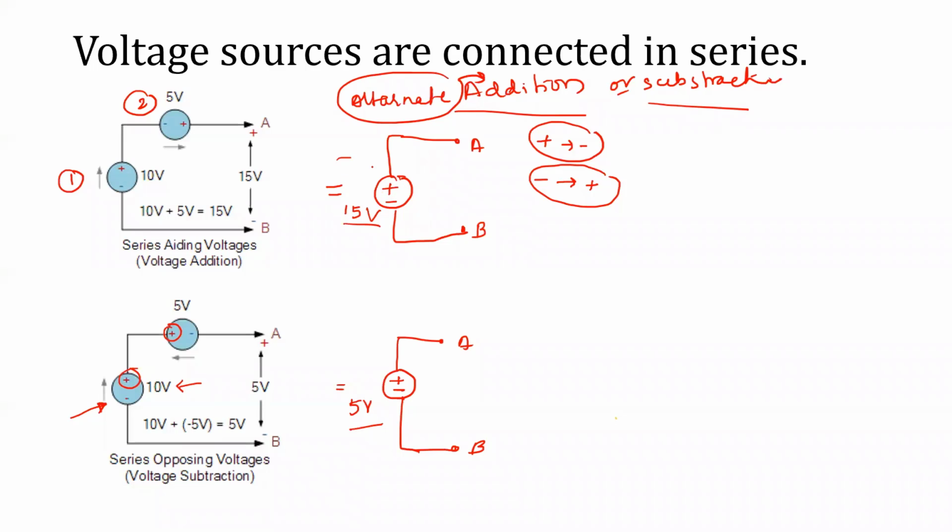In this case, writing polarity inside the circle is not a big problem, because we can follow any one of the voltage sources here. But in case of subtraction, we should follow the polarities according to the highest value voltage. Out of these two, 10 is the voltage, so that a plus minus is written as it is. Direction we have maintained same. All right. Next problem we do see.